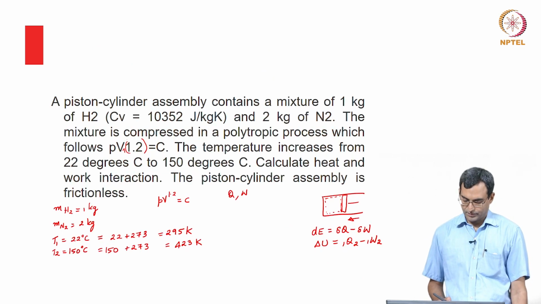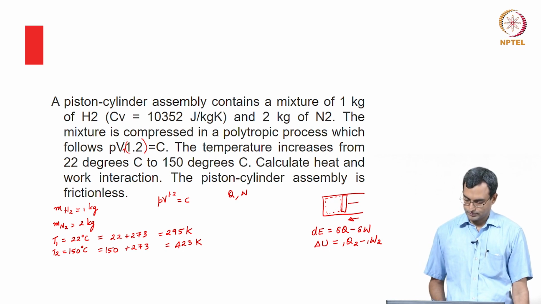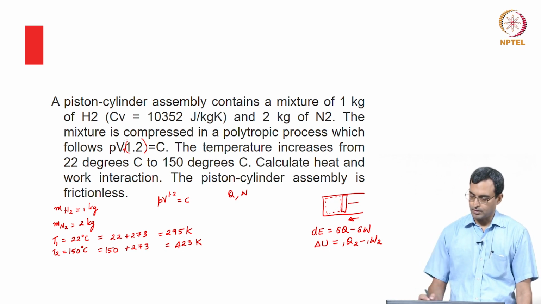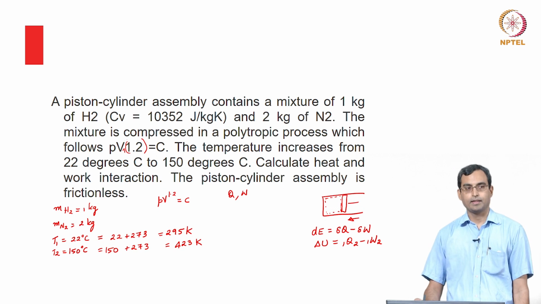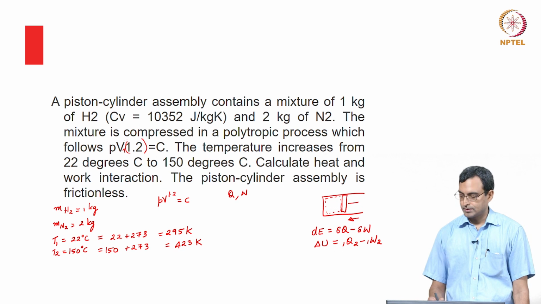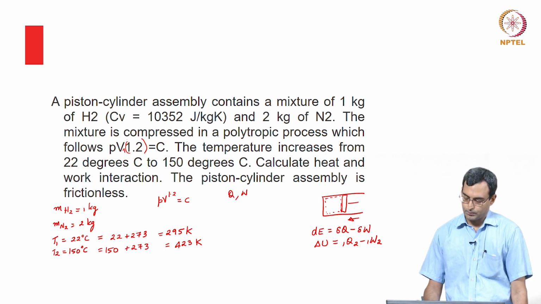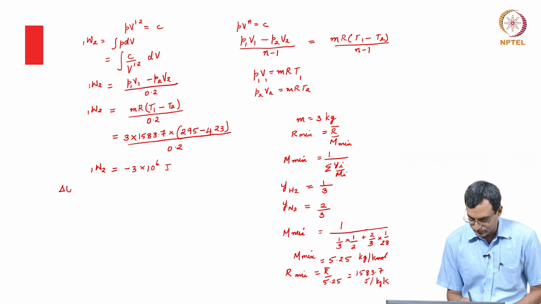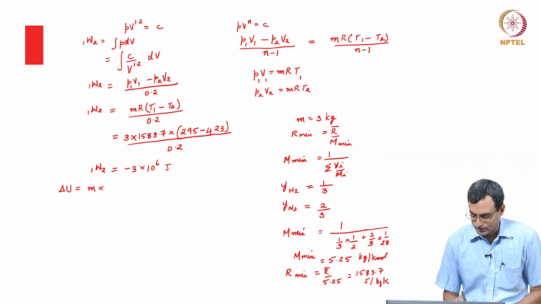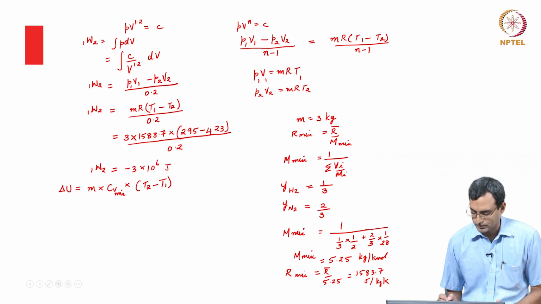What we were also asked to find out is the heat interaction. So, what we see is that the work interaction for the system is negative, which is what we expect because the volume is shrinking, there is work being done on the system. So, we are also asked to find out the heat, which we can find out using the first law, which means we need to find out delta U. So, we can find out delta U now. This is the total mass of the mixture into CV of the mixture into T2 minus T1 of the mixture.